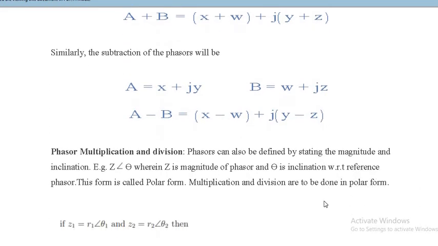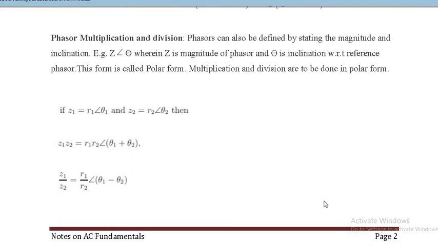For multiplication and division, the form you need is what is called the polar form. Now what is polar form? Basically, when you are given the magnitude and the inclination of the vector with respect to a reference phasor, this is what is called polar form. The polar form is needed whenever you have to do multiplication and division. So in case the vector given to you is in rectangular form, you will have to convert it into polar form with your calculator, and then perform the multiplication or division.